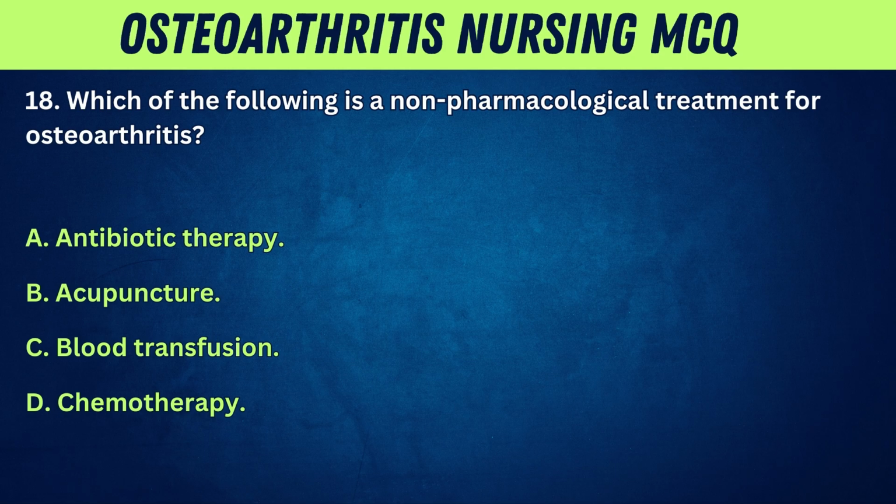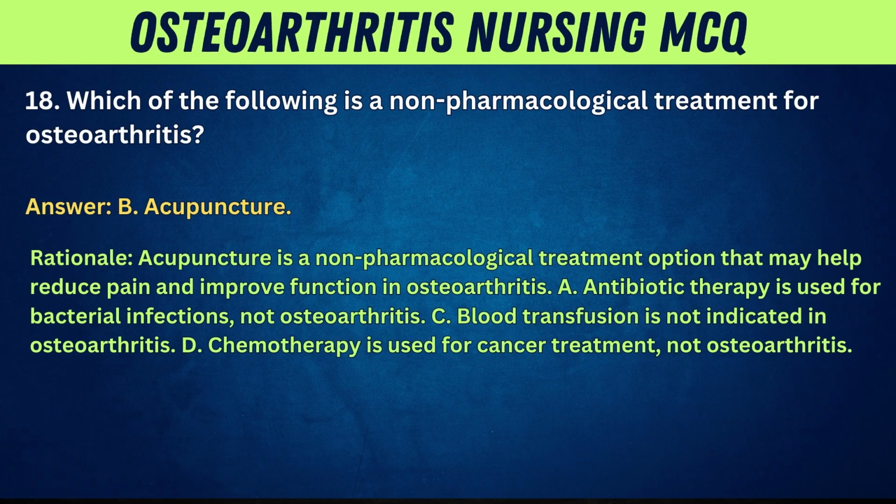18. Which of the following is a non-pharmacological treatment for osteoarthritis? A. Antibiotic therapy. B. Acupuncture. C. Blood transfusion. D. Chemotherapy. Answer: B. Acupuncture. Rationale: acupuncture is a non-pharmacological treatment option that may help reduce pain and improve function in osteoarthritis.